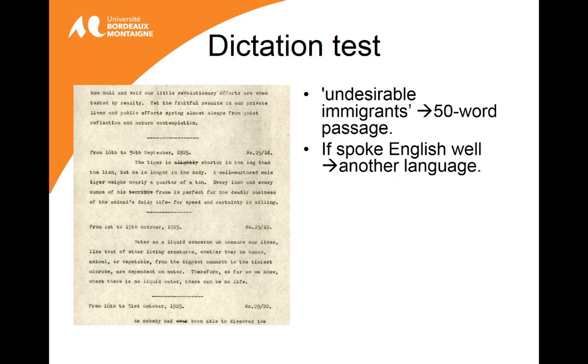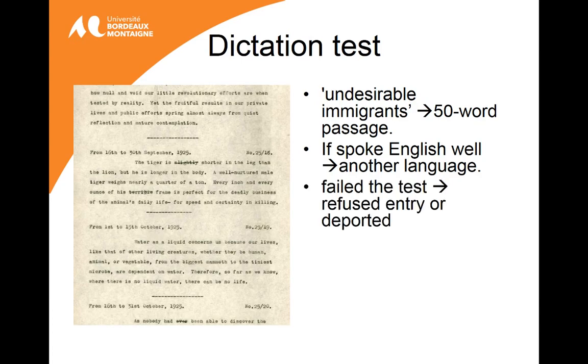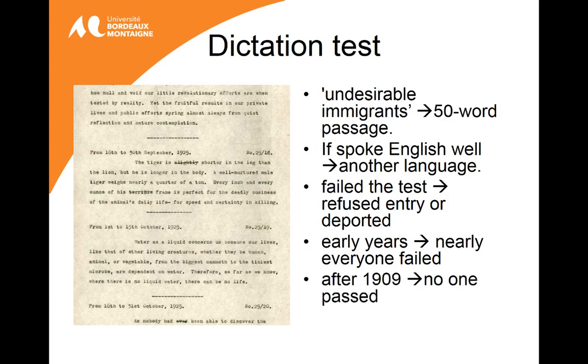Where a person spoke English well, the test could be given in another language. Those who failed the test were refused entry or deported. In the early years of its operation, nearly everyone who took the test failed. And after 1909, no person passed the test.